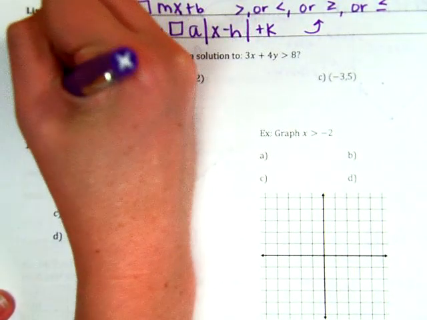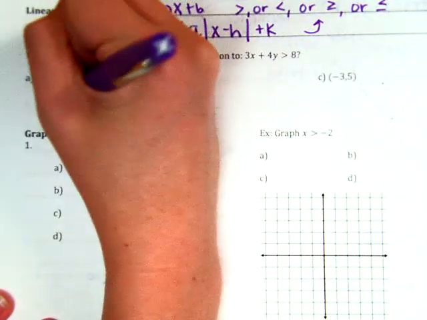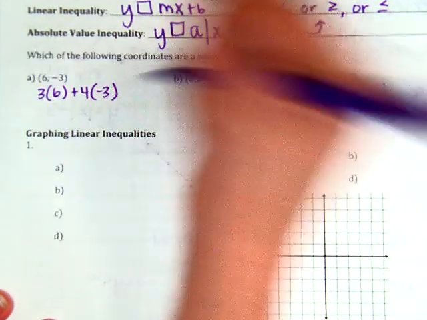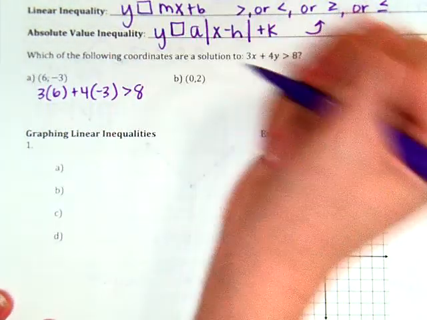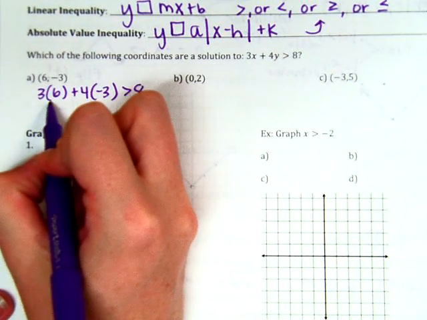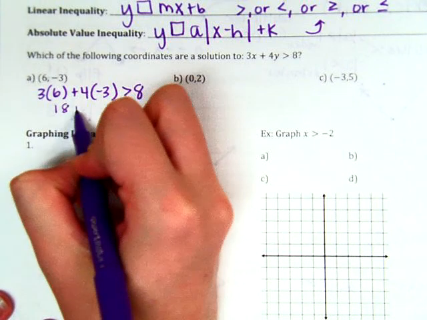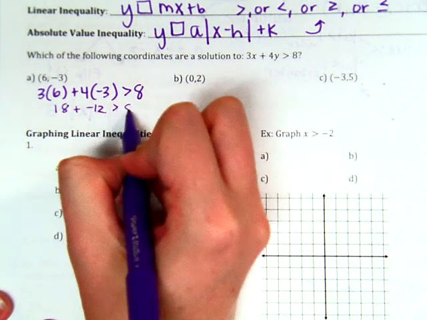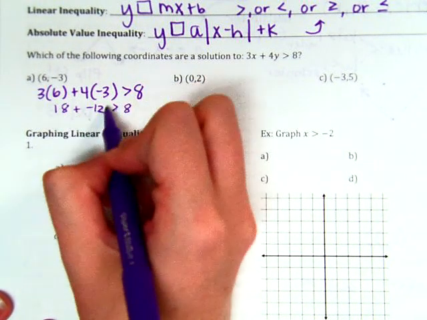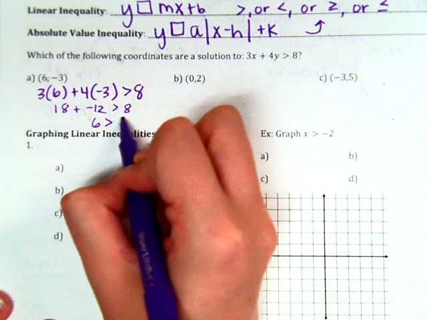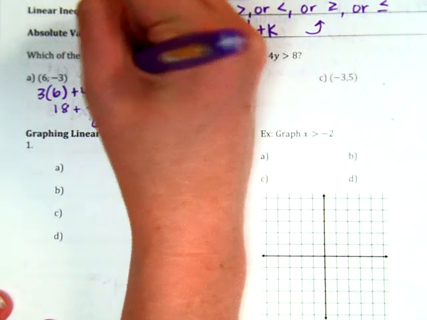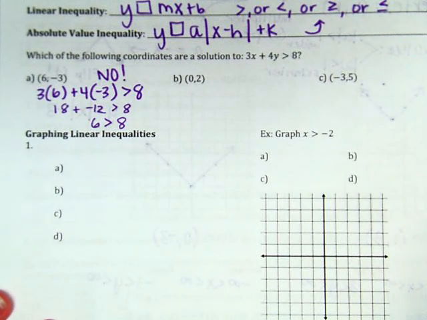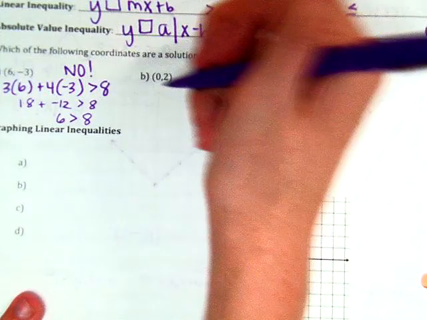So 3 times 6 plus 4 times negative 3 greater than 8. Okay, let's see, we got 18. 18 plus negative 12 greater than 8. 18 minus 12 gives me 6. Is 6 greater than 8? No. So that means no, it's not a solution. Simple as that. Let's do the next one.